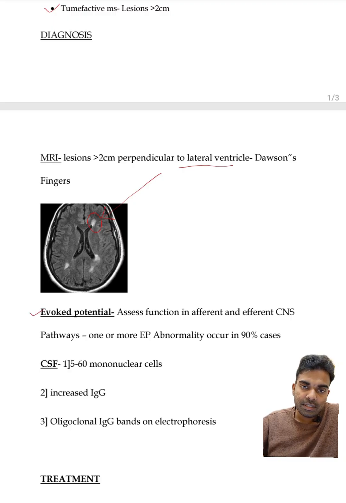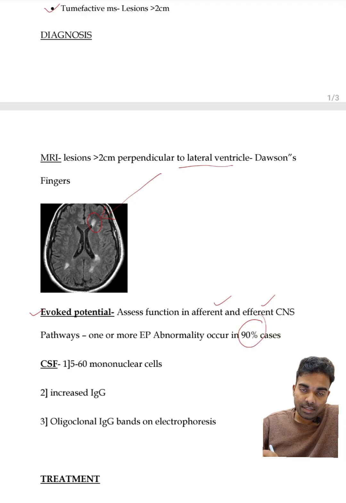Next, we can do an evoked potential. Evoked potential is used for assessing the function of the afferent, that is the sensory pathway, and the efferent, that is the motor pathway. If one or more evoked potentials are abnormal, it is said to be MS, and this is seen in almost 90% of cases.